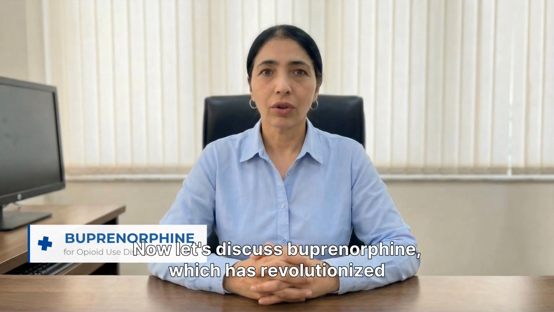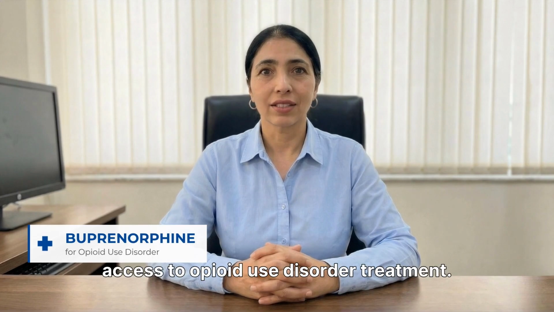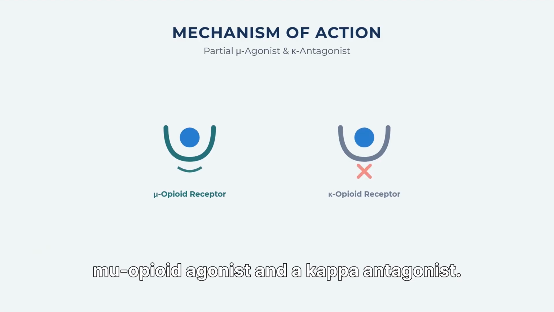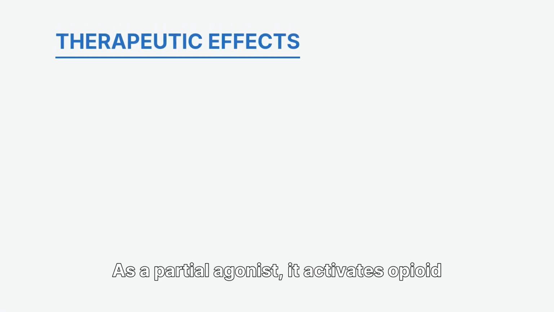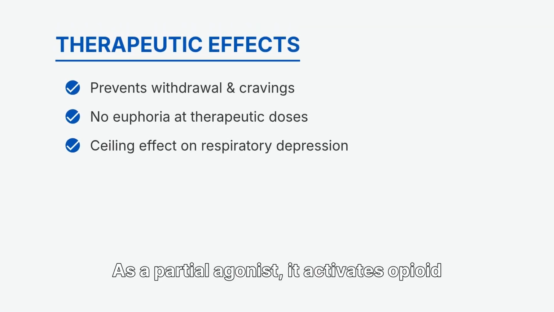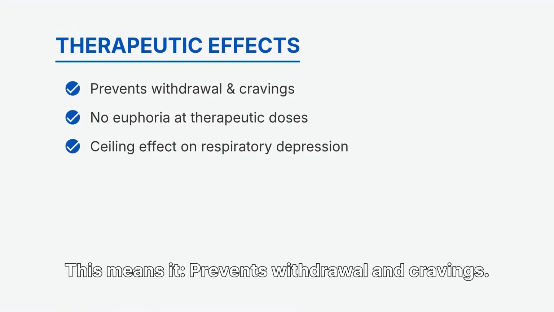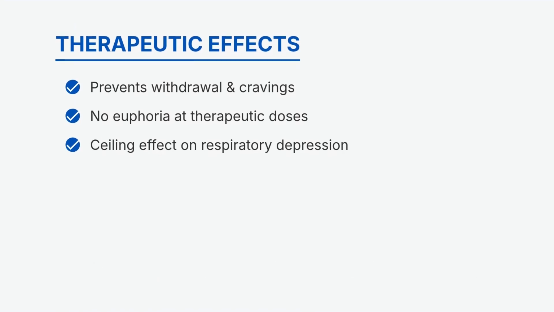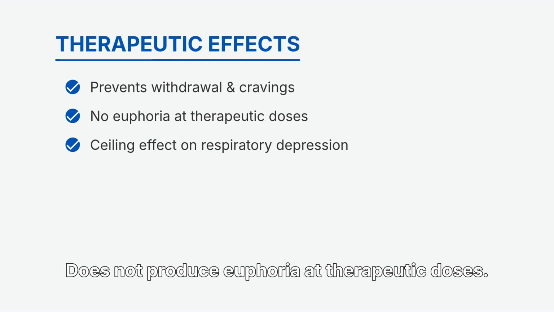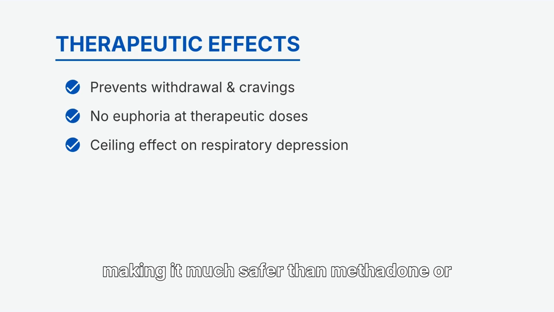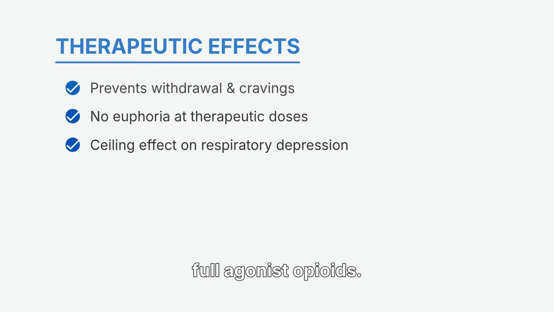Now let's discuss buprenorphine, which has revolutionized access to opioid use disorder treatment. Mechanism of action. Buprenorphine is a partial mu-opioid agonist and a kappa antagonist. As a partial agonist, it activates opioid receptors, but only partially. This means it prevents withdrawal and cravings, does not produce euphoria at therapeutic doses, has a ceiling effect on respiratory depression, making it much safer than methadone or full agonist opioids.